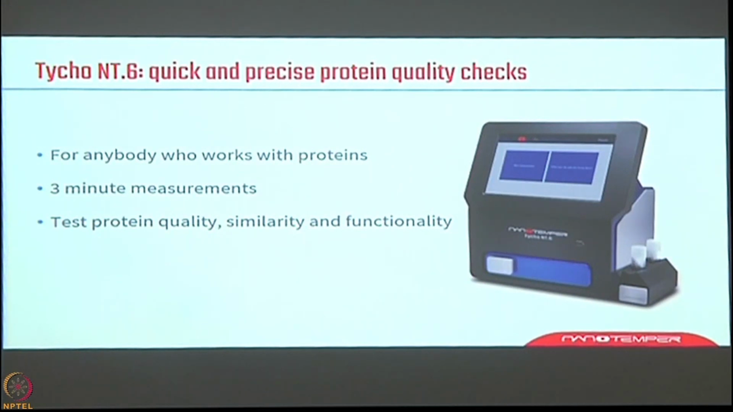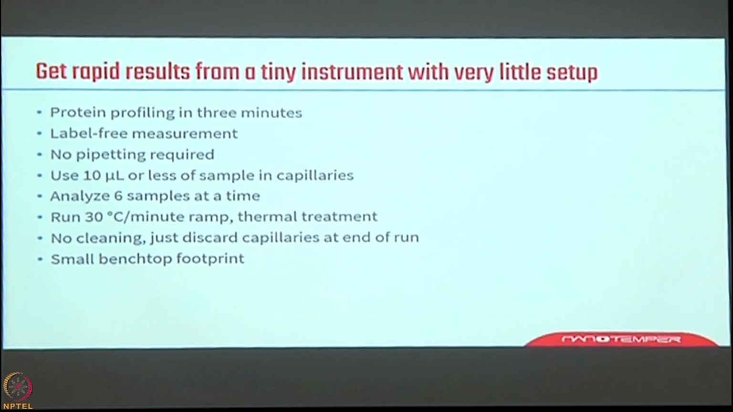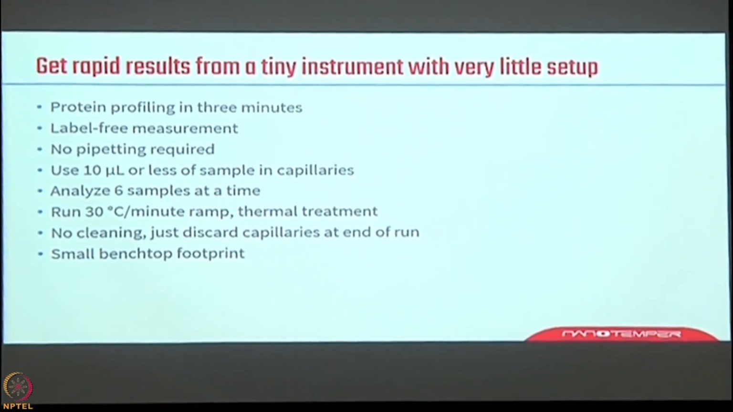The basic principle of this machine is that it can work with any kind of protein, whether it's an antibody, a normal protein, membrane protein, or receptor protein, and it gives a 3-minute measurement. So within 3 minutes you are checking the quality and the purity of the protein. It is a label free measurement. Where in other methods one of the partners is labeled, you are not labeling here. It is the intrinsic protein fluorescence that we are checking, which gives you a label free inflection temperature, which is very equivalent to the melting temperature.